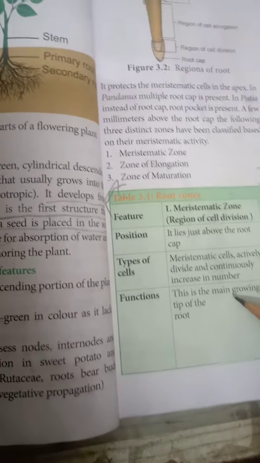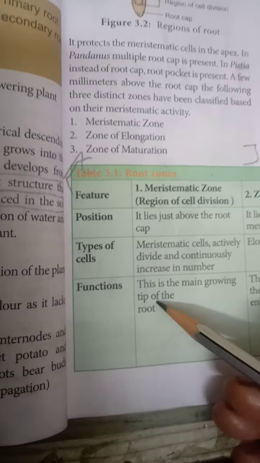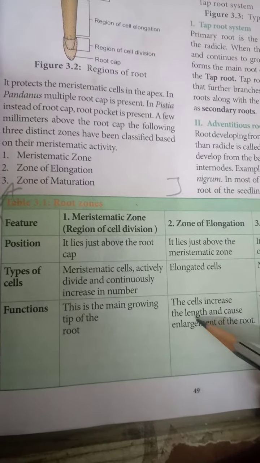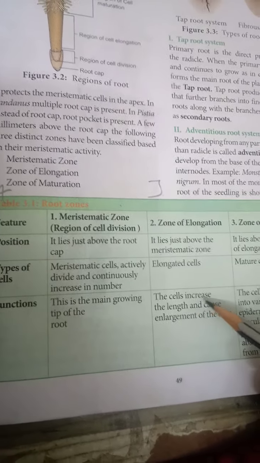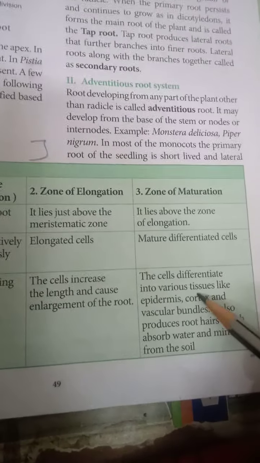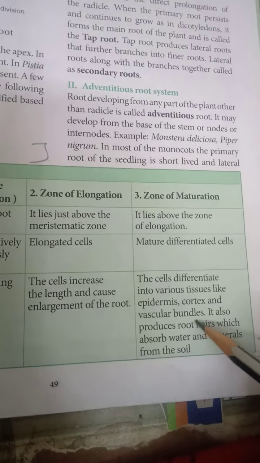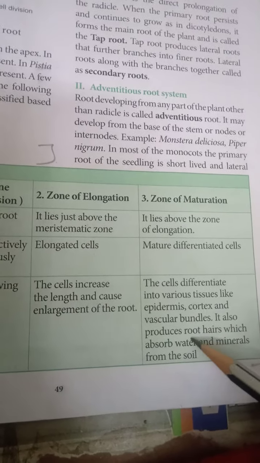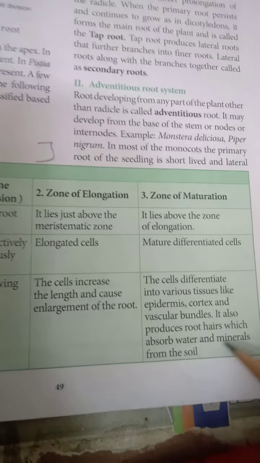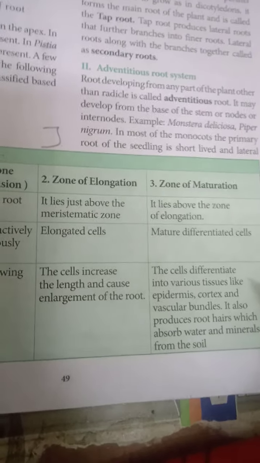Functions. The meristematic zone is the main growing tip of the root. The cells of the elongation zone increase the length and cause enlargement of the root. The maturation zone differentiates into various tissues like epidermis, cortex and vascular bundles. It also produces root hairs, which absorb water and minerals from the soil.